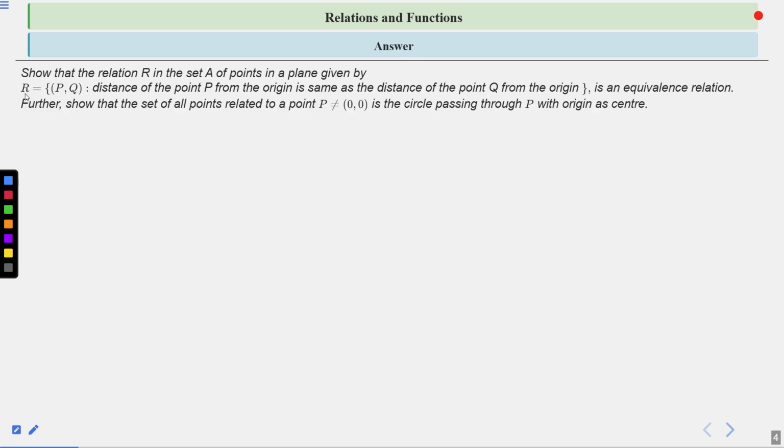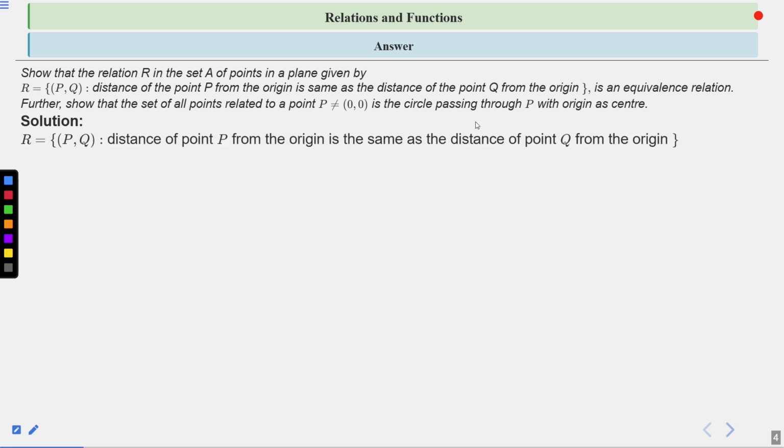So in the question we have to show the given R is an equivalence relation, and further we have to show that the set of all points related to point P is a circle passing through P with origin as center. So solution. In order to show equivalence relation, we have to show 3 properties: reflexive, symmetric, transitive.